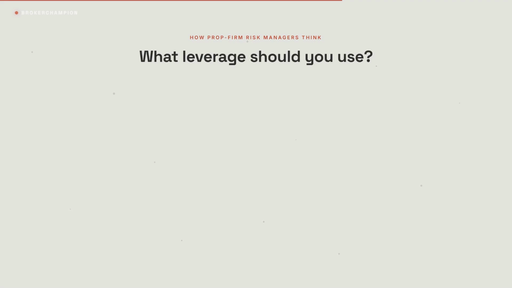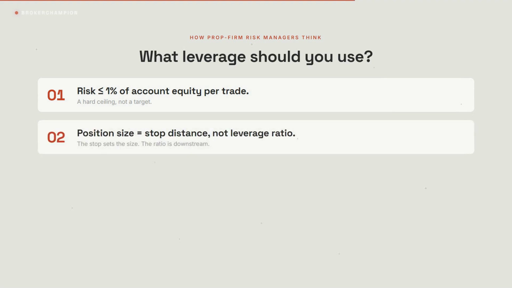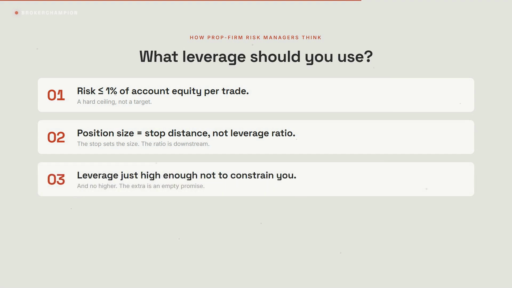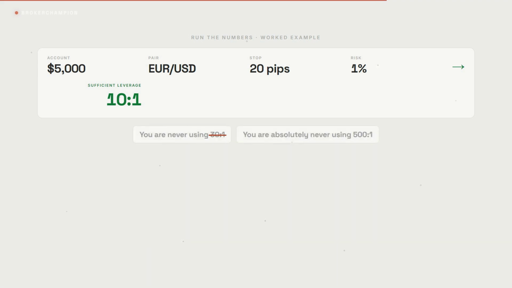Now the question every beginner actually wants answered. What leverage should you use? Here's how prop firm risk managers think about it. Never risk more than 1% of account equity on any single trade. Position size is determined by your stop distance, not by your leverage ratio. The leverage you choose should be just high enough to not constrain your position sizing, and no higher. Run the numbers. A $5,000 account trading 20 pip stops on majors, 10 to 1 is more than enough. You are never using 30. You are absolutely never using 500. The extra leverage is an empty promise. The marginal utility is zero.